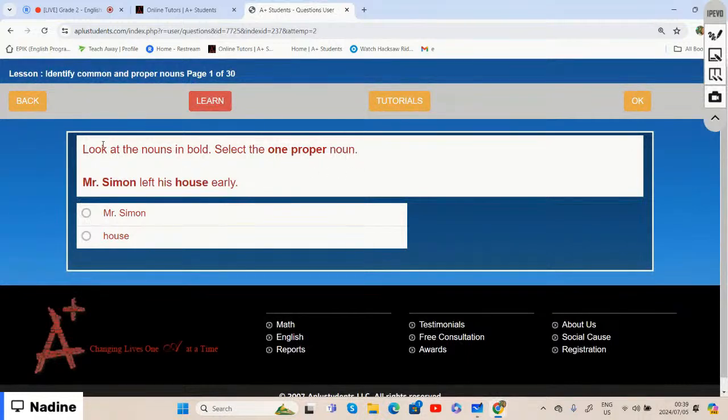We need to look at the nouns in bold and select one proper noun within that sentence. We said Mr. Simon left his house early. Is it Mr. Simon that's the proper noun or house? We need to select our proper noun. Is it Mr. Simon or house?